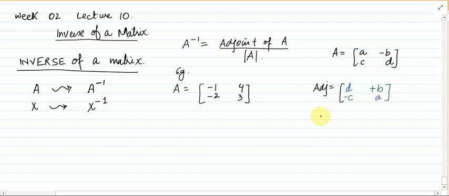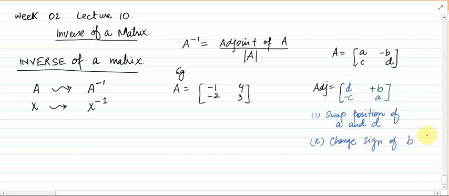So in the adjoint we have completed two steps. One, swap the position of A and D. Number two, change the sign of B and C, right? These are the two steps to find the adjoint.